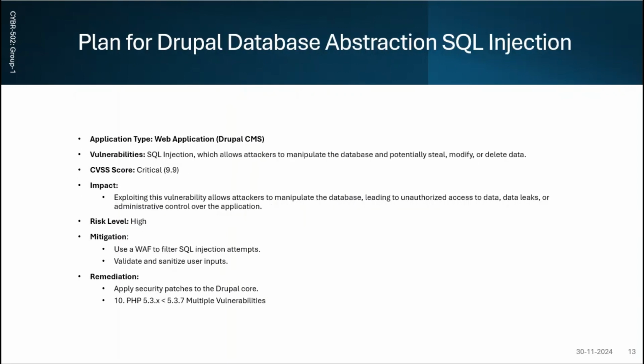In this slide, it shows the plan for Drupal database abstraction SQL injection, which addresses an SQL injection vulnerability in Drupal CMS that risks data manipulation and theft. The mitigation strategies include implementing a web application firewall (WAF), sanitizing user inputs, and applying security patches. The CVSS score is critical, that is 9.9. Risk level is high. So here you can see the mitigations as well as remediation details.